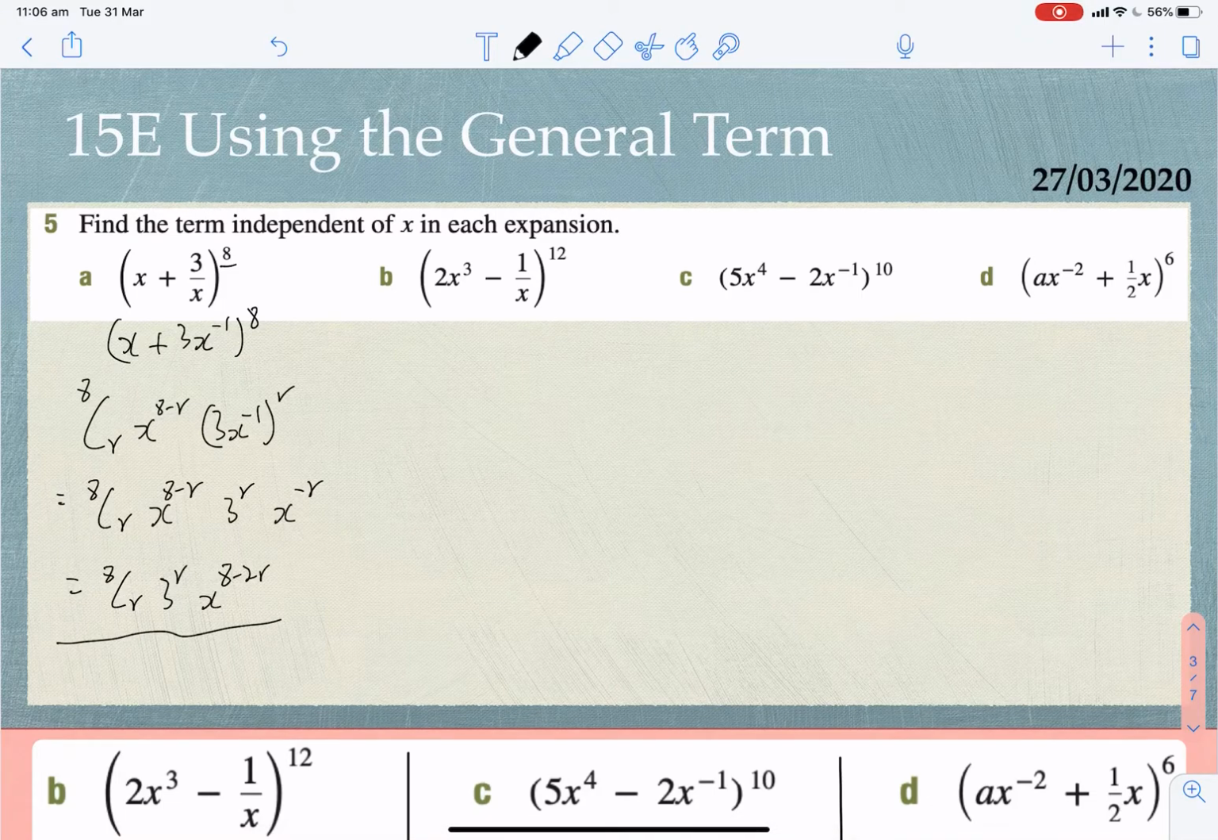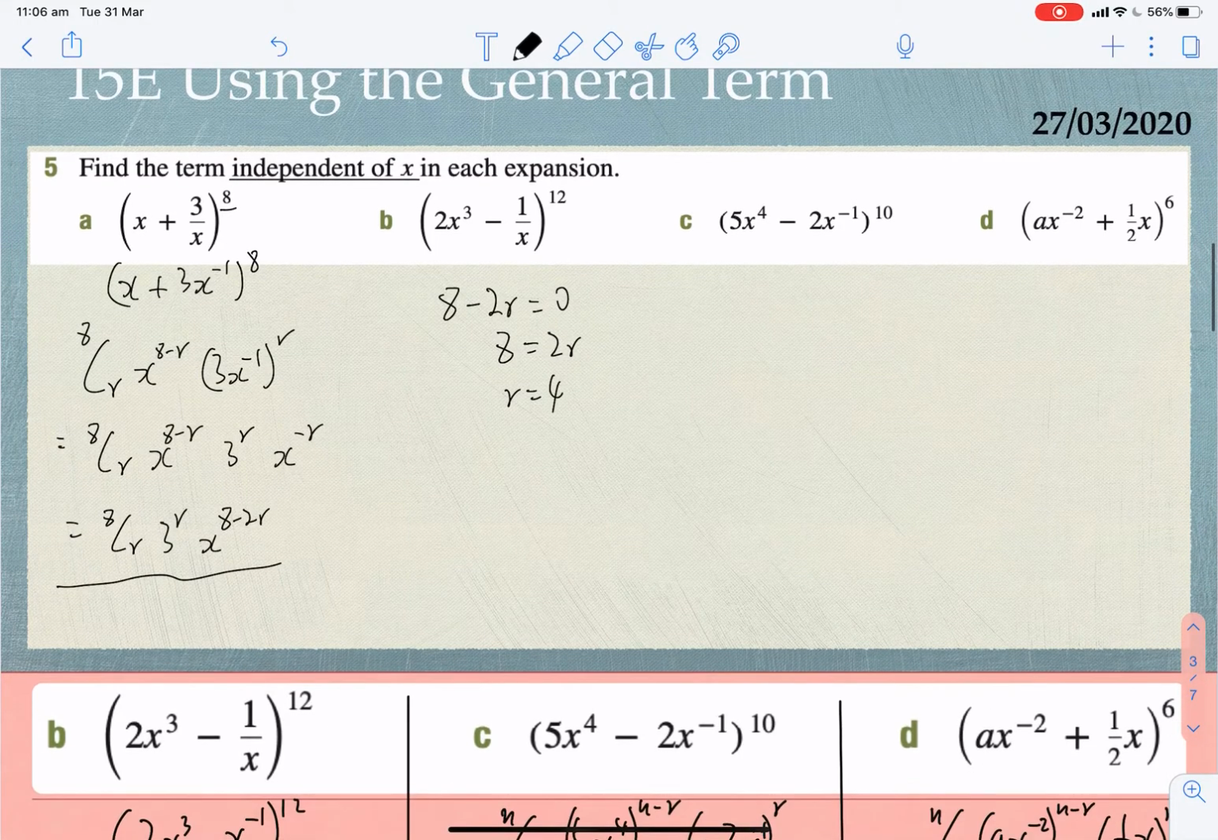Now, because we're looking at the term that is independent of x, what does that mean? There's no x in there. So that means we eliminate this one. The only case this term is eliminated is when x to the power of 0. That means 8 minus 2r equals 0. 8 equals 2r, r equals 4.